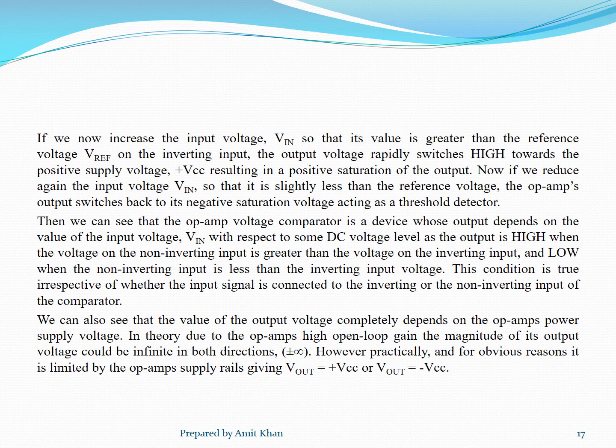So when we increase the input voltage V_in so that its value is greater than the reference voltage on the inverting input, the output voltage rapidly switches high towards the positive supply voltage plus VCC, resulting in a positive saturation of the output. And if we reduce the input voltage again so that it is slightly less than the reference voltage, the op-amp output switches back to its negative saturation voltage, acting as a threshold detector.